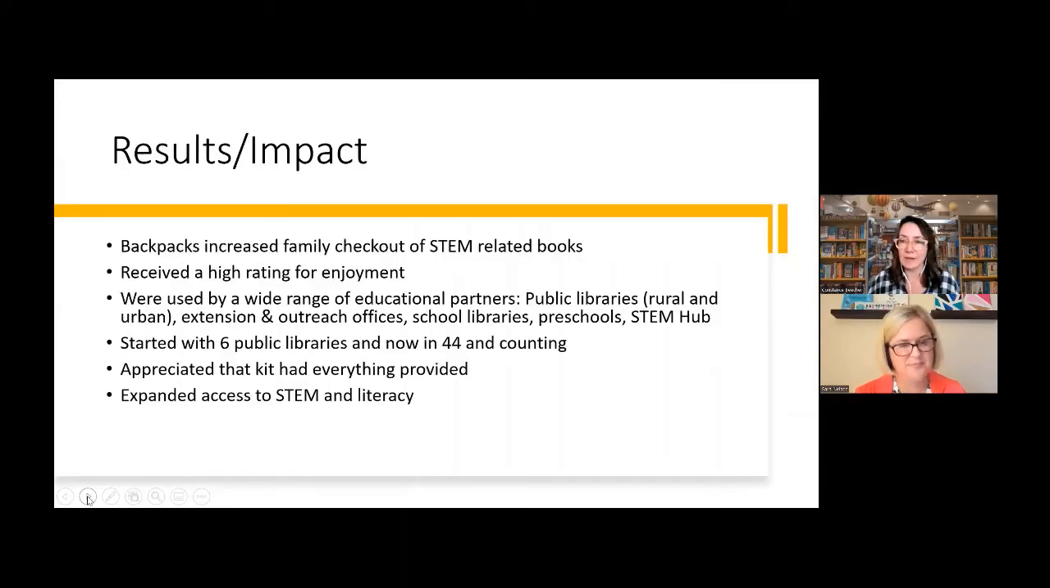So we did an evaluation of our pilot. The thing that really stood out is librarians saying the backpacks were in constant circulation, so they were always checked out. Families reported that they enjoyed them very much. We started with 6 libraries and now we're in 44 and counting, and have added sites like school libraries, preschools, the STEM Hub, Extension and Outreach offices as well.